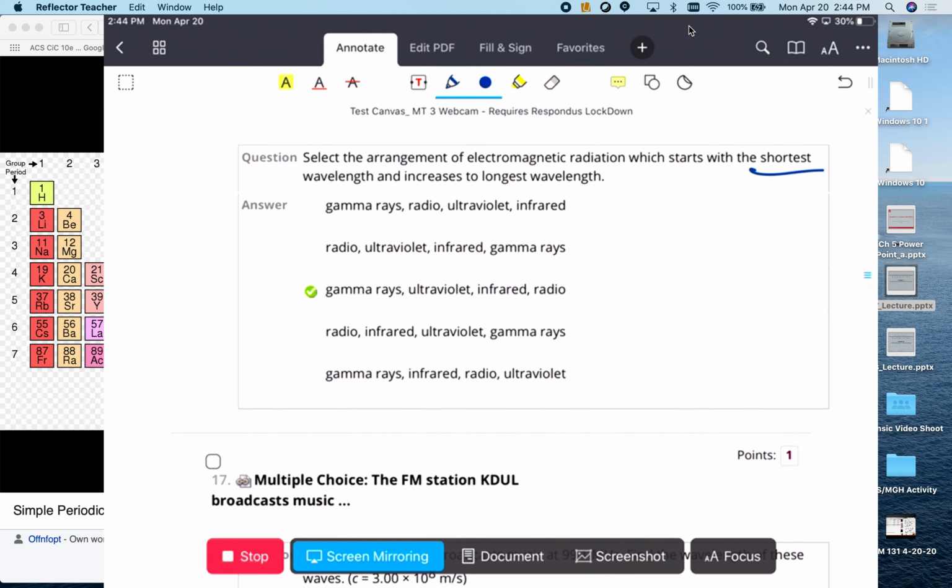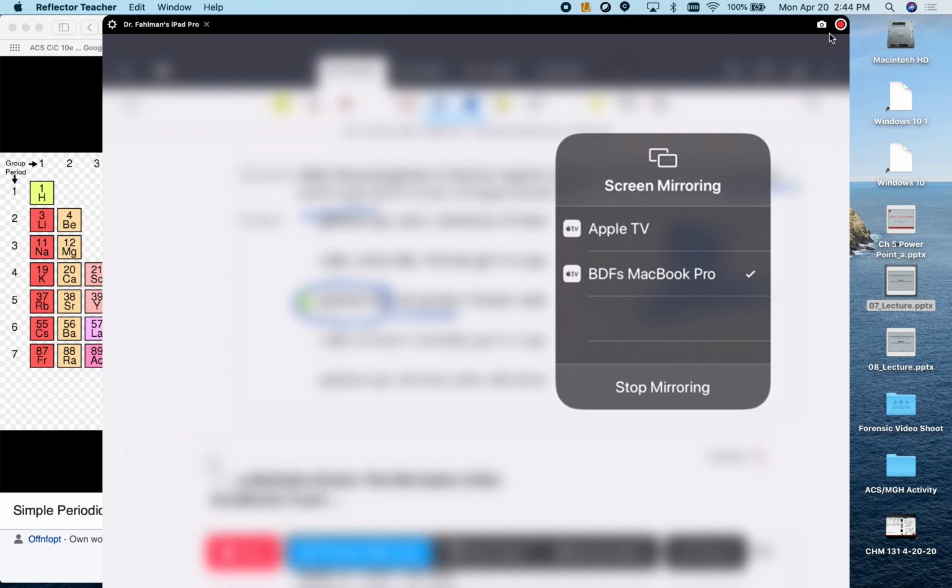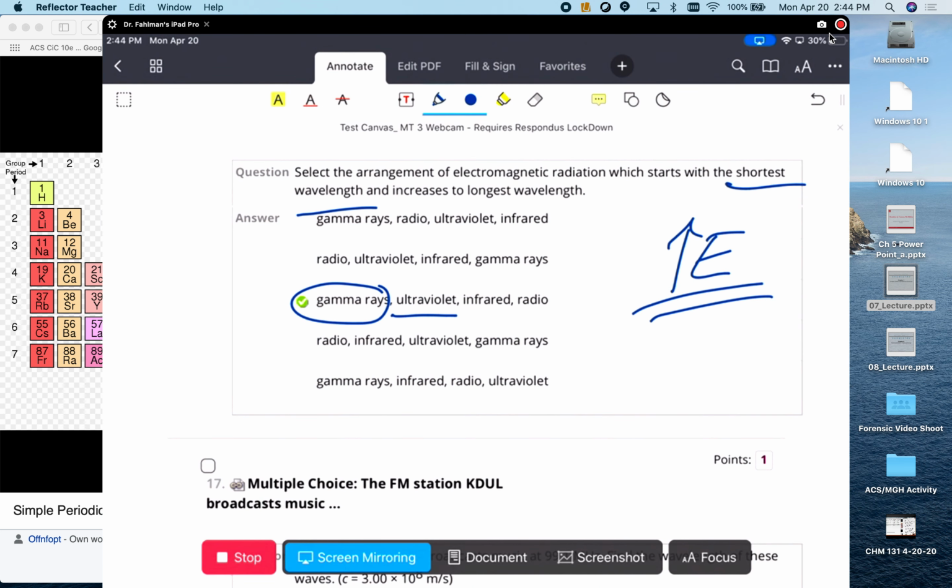The shortest wavelength means the highest energy. So gamma is going to be greater than UV, which is greater than IR, and radio is the lowest energy.